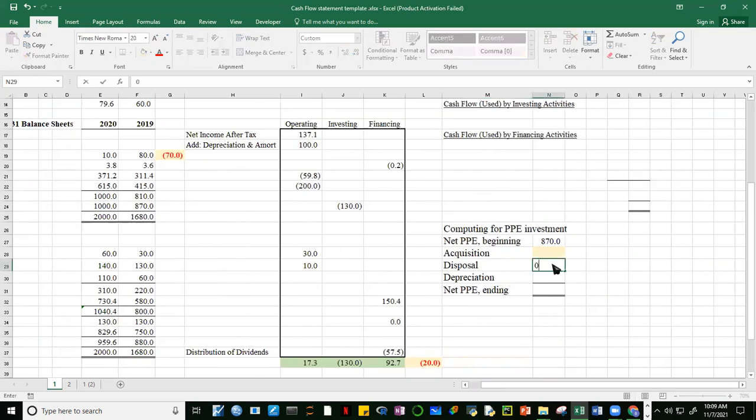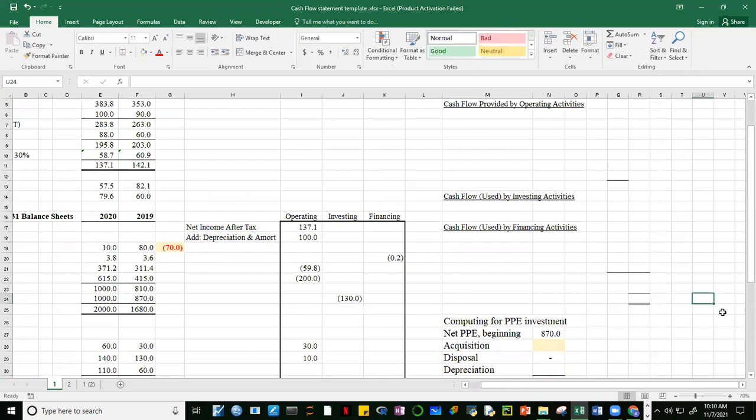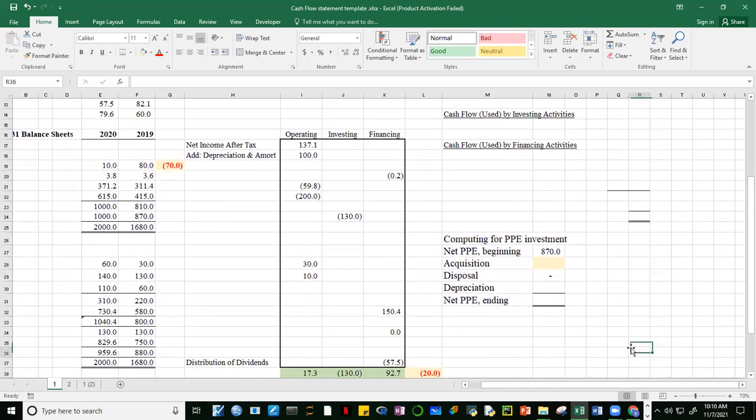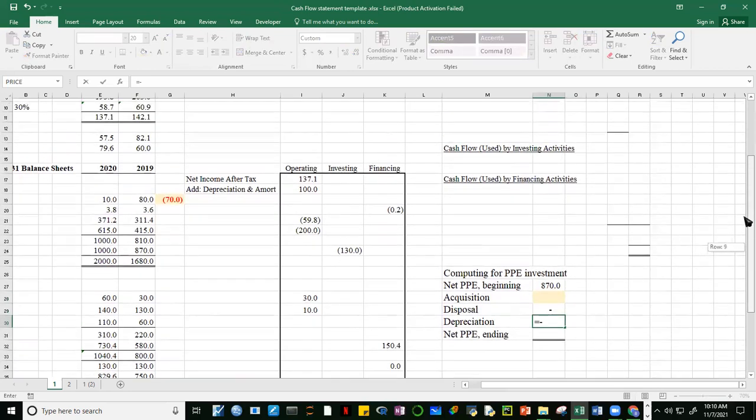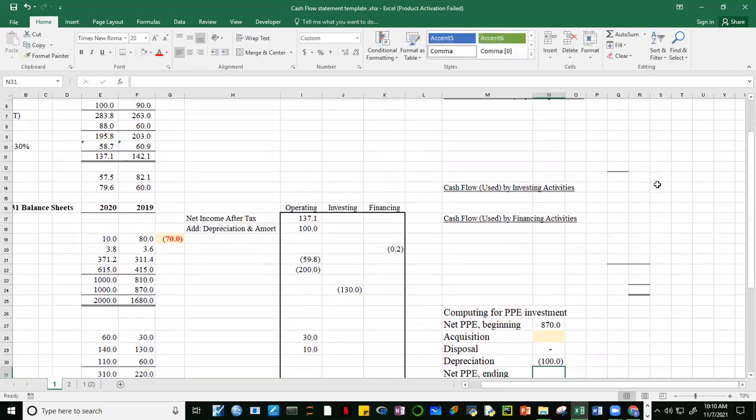So we will use this pro forma in order to compute our net PPE for our acquisition. Our disposal, as I mentioned a while ago, there's no information on that, so that's 0. Our depreciation is equal to 100. Sorry. I suggest we do this: depreciation should be deducted from your PPE, so this is equal to negative 1,000.